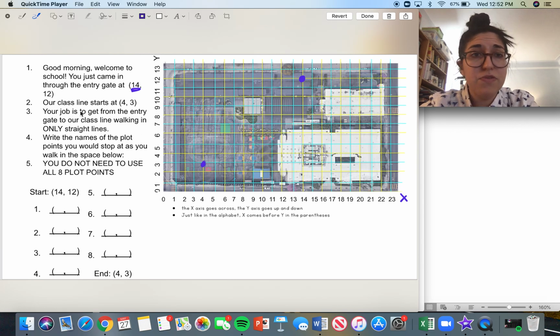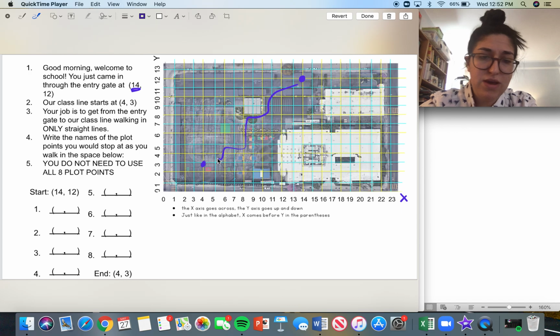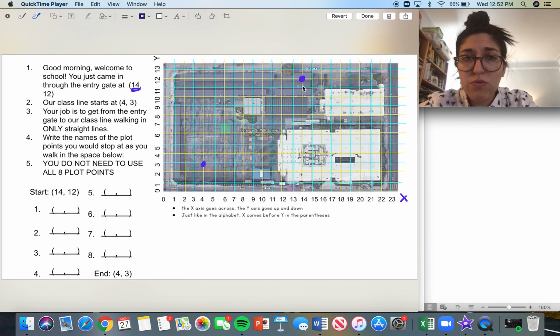Your job is to get from the entry gate, from here, to our class line walking in only straight lines, as in you can't do this. You can only walk in straight lines, and you can only walk along the grids. So you need to plot out the points that you would stop at as you walk in the space below. You don't need to use all 8 spots. I gave you 8 spots, but you don't need to use all of them. I want you to walk in a straight line.